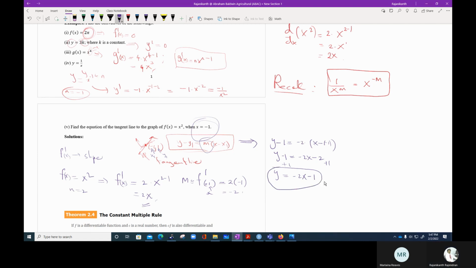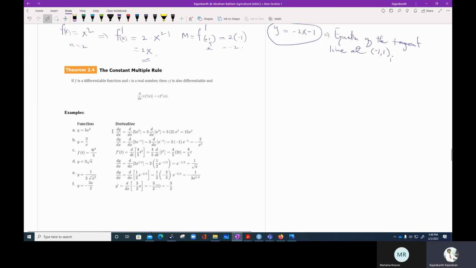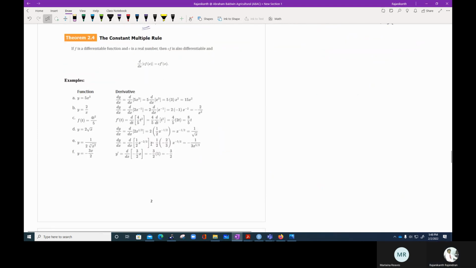This is the equation of the tangent line at the given point, negative 1, 1. So this is the way to find the tangent line. First find the slope by using the derivative formula, then plug the x value into that formula to find the slope, then use the y minus y1 formula you learned to find the straight line. Okay? There.